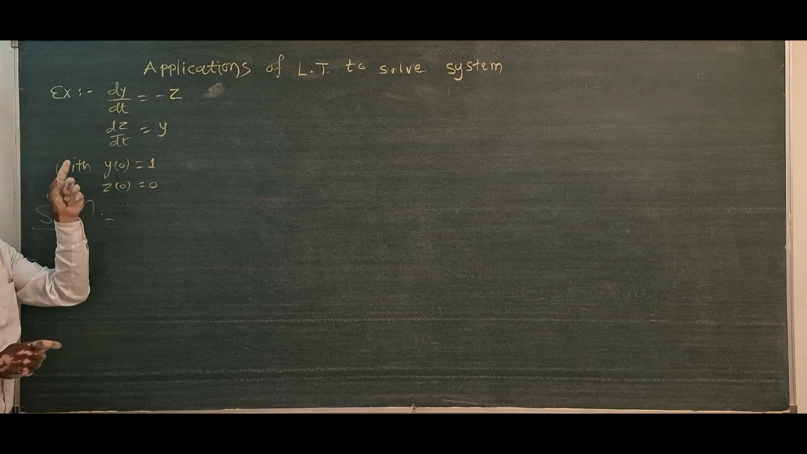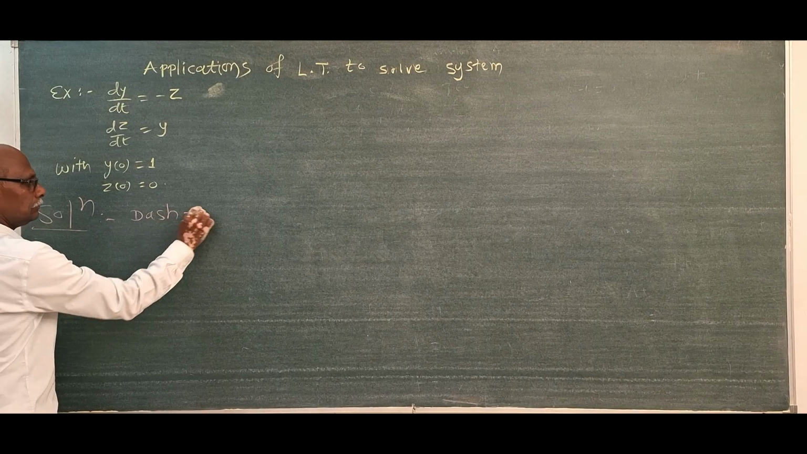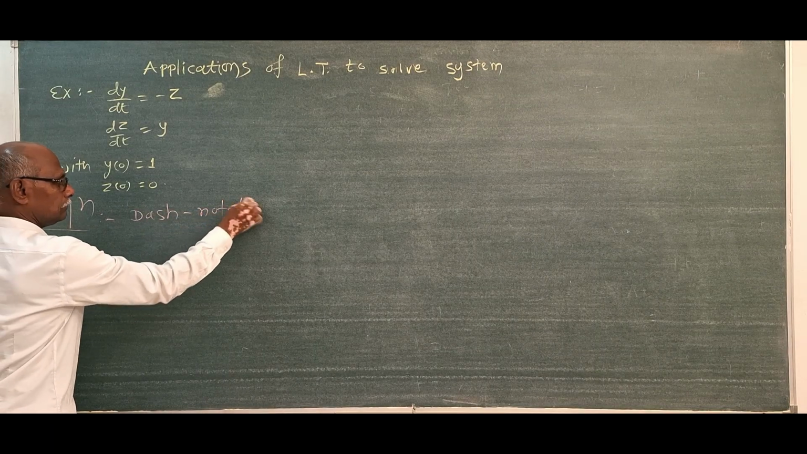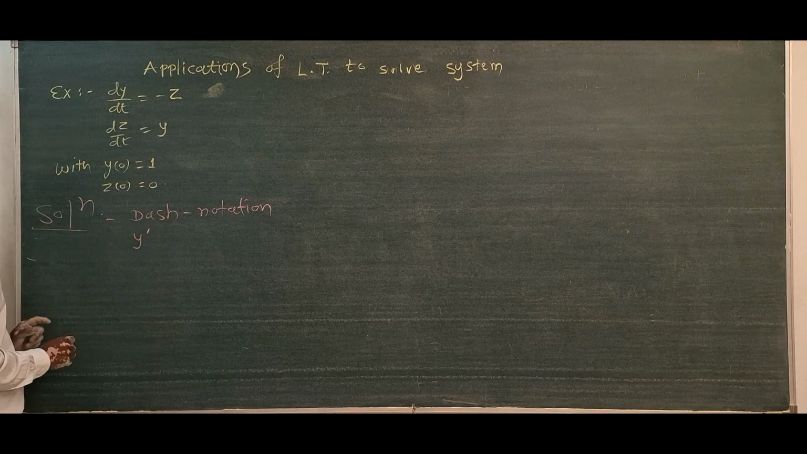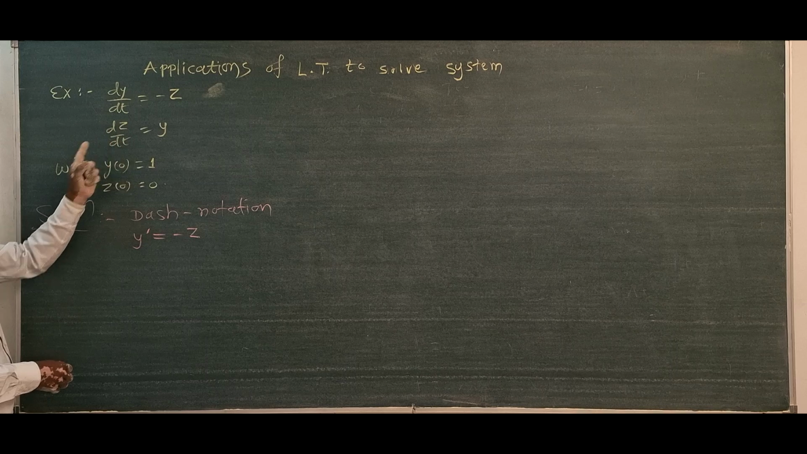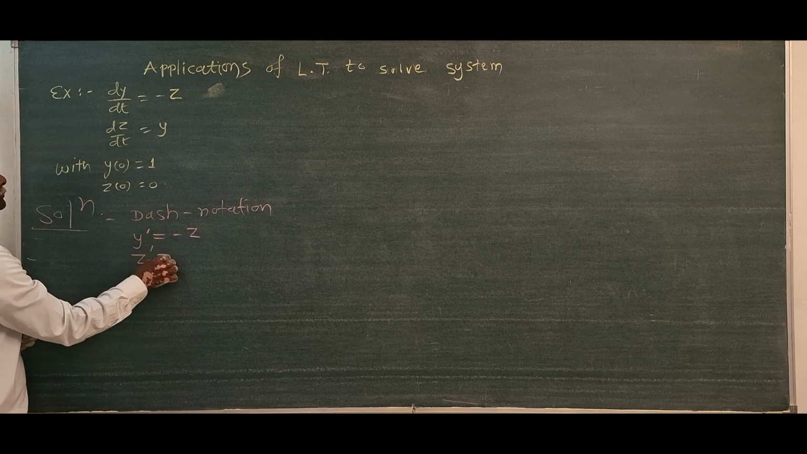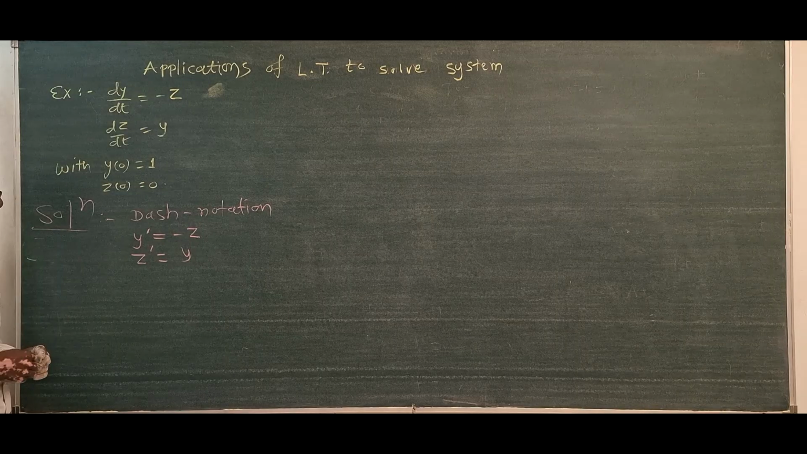First we write the system in dash form, dash notation. dy by dt means y dash is equal to minus z. dz by dt means z dash is equal to y. This is called dash notation. And now we apply the basic formula.